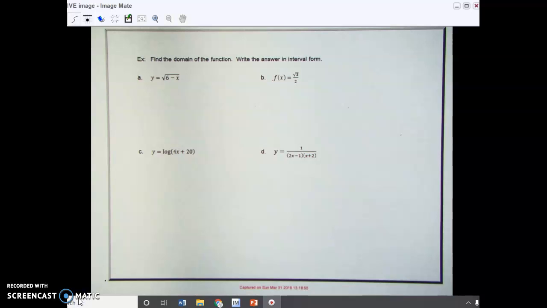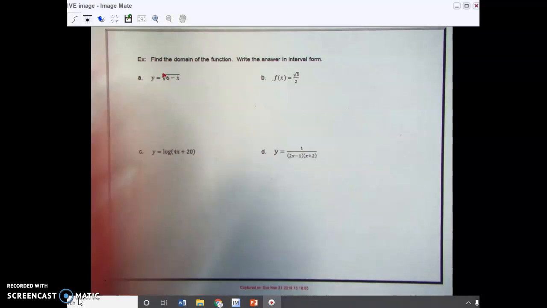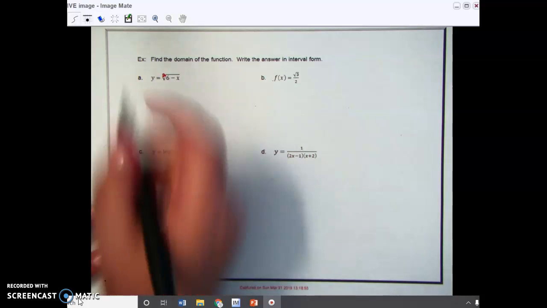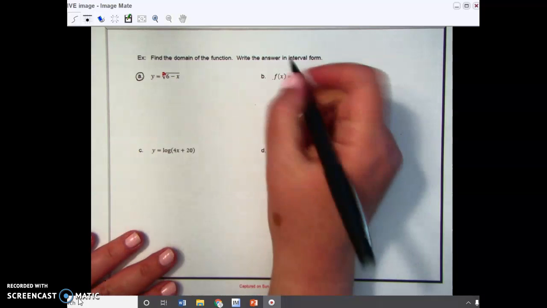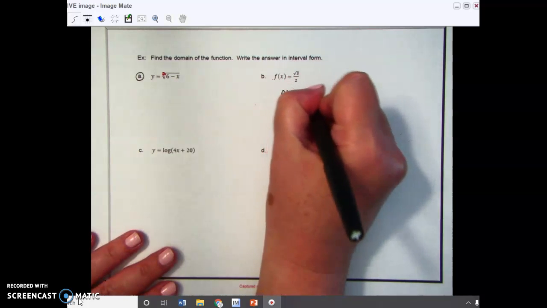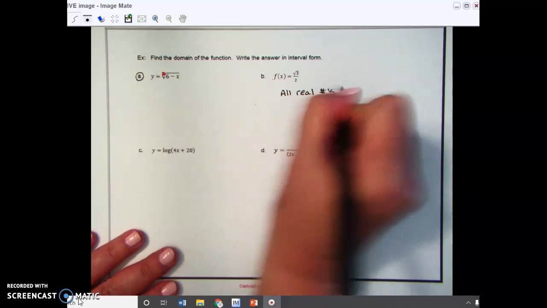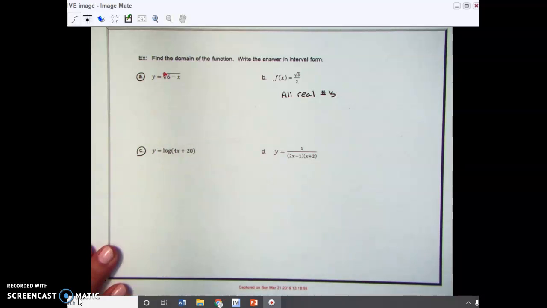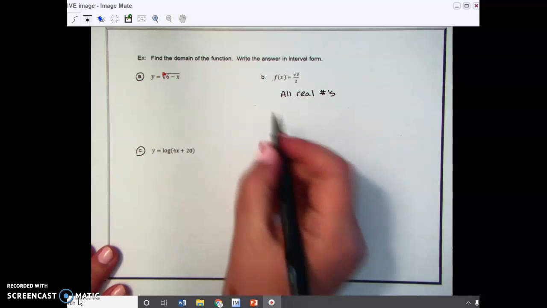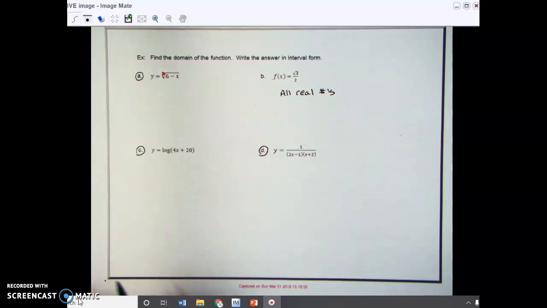So if we take a look at these 4 questions, what we want to figure out is which ones have restrictions on the domain. Looking at the first one, an even radical, because remember a square root implies that there's a little invisible 2 here, has a restriction, so we're going to have to consider that one. Dividing by a non-zero does not have a restriction, so this is going to be all real numbers. There is no restriction on the domain. Logarithms have a restriction, so we're going to have to consider that one. And possibly dividing by 0 is going to be a restriction, so we're going to have to consider that one.